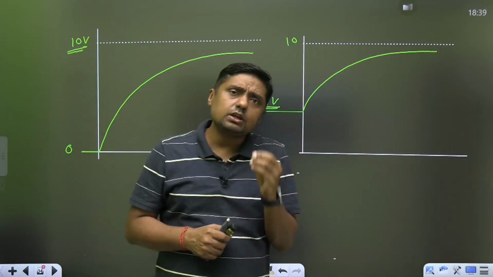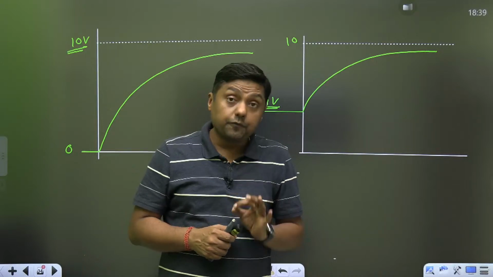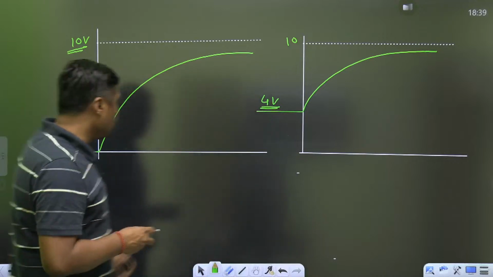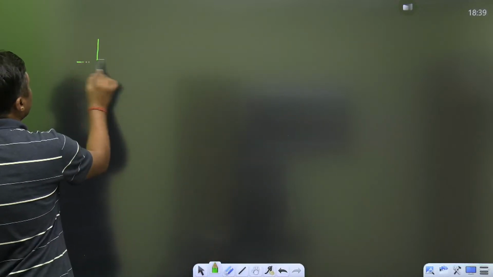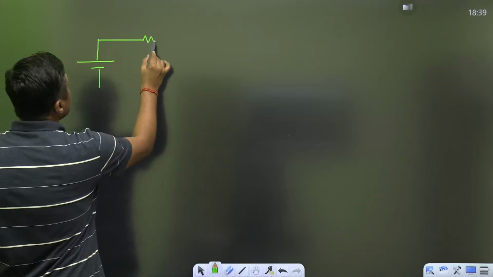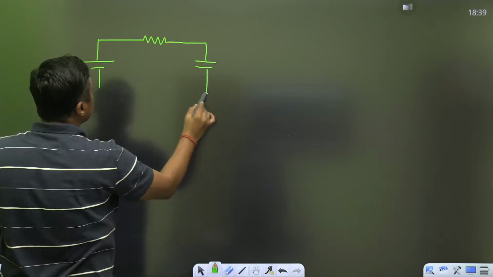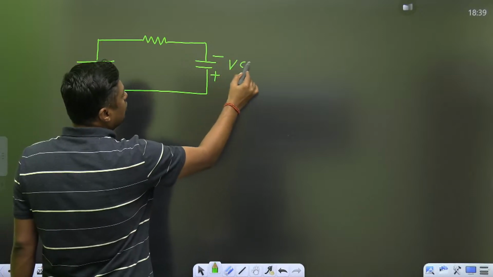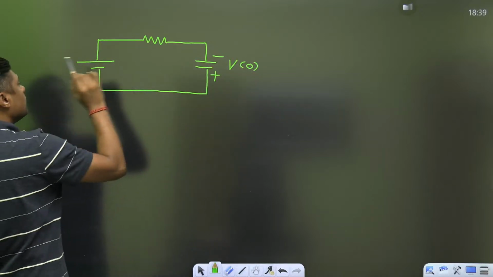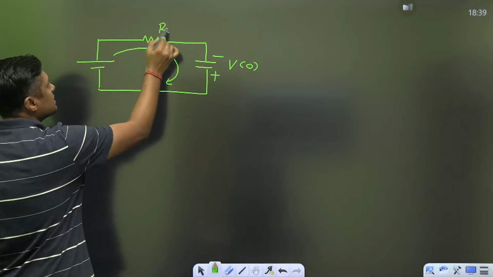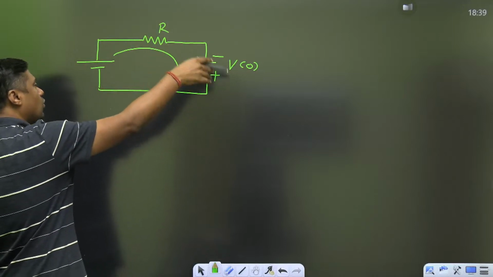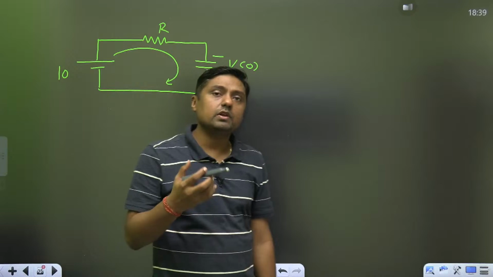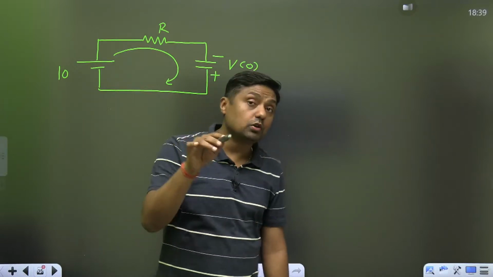So in which case will it cross the 0 volt? If the initial voltage across the capacitor is negative. For example, this is the 10 volt, switch is closed, this is the RC. Now the initial voltage across the capacitor is negative, means this is the polarity, it has some initial voltage. Now what will happen? The capacitor will charge like this. So first of all, that initial voltage will become 0. And then it will charge towards what? 10 volt. Then it will cross the 0.